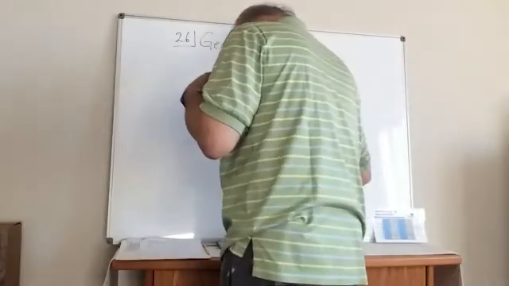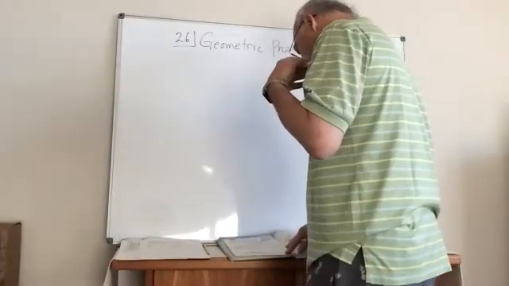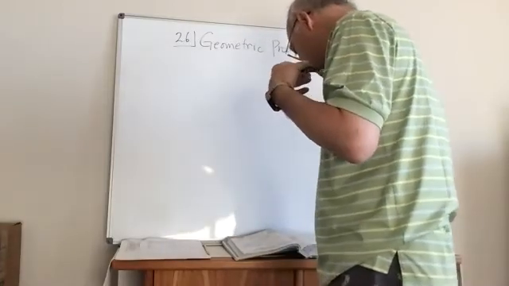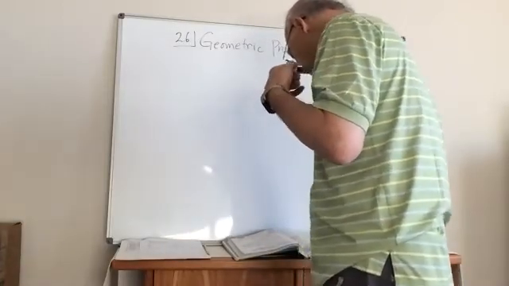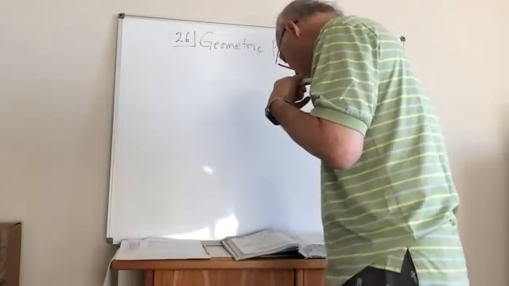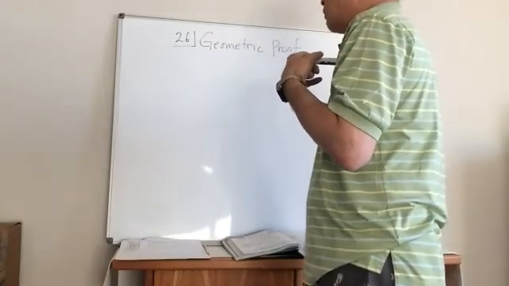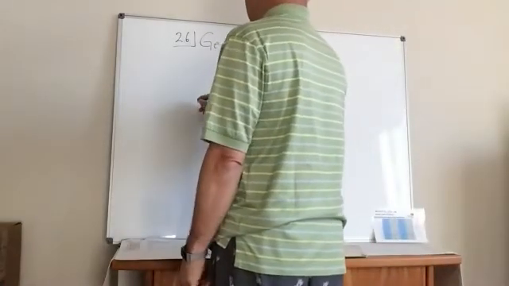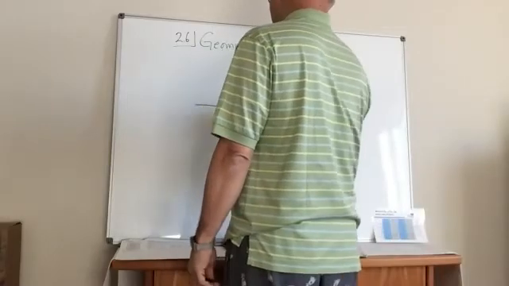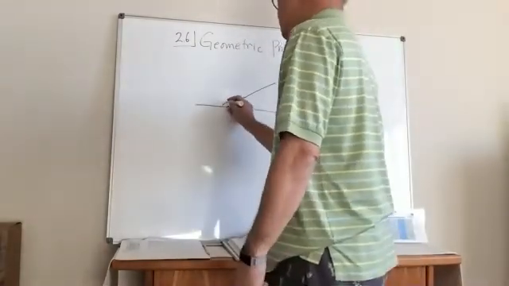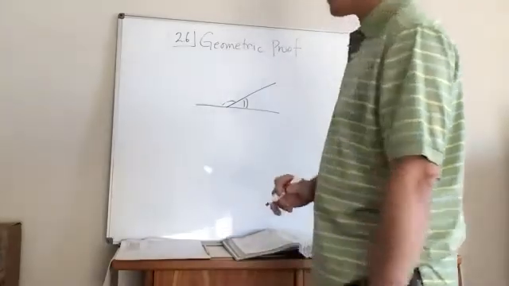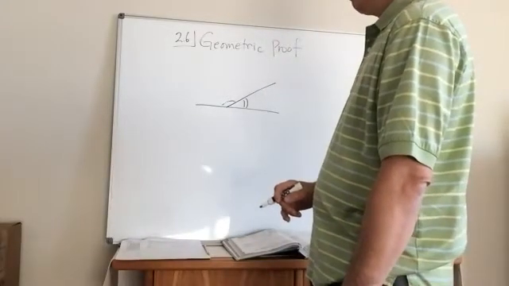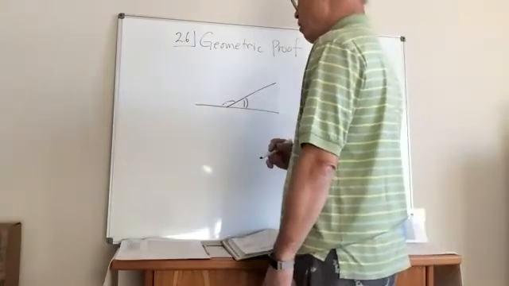Now let's go to a theorem on the very last page, on the bottom of page 110. There's a theorem there that says linear pair theorem. If two angles form a linear pair, then they are supplementary. A linear pair is where you have two adjacent angles that add to 180 degrees. So this would be a linear pair.